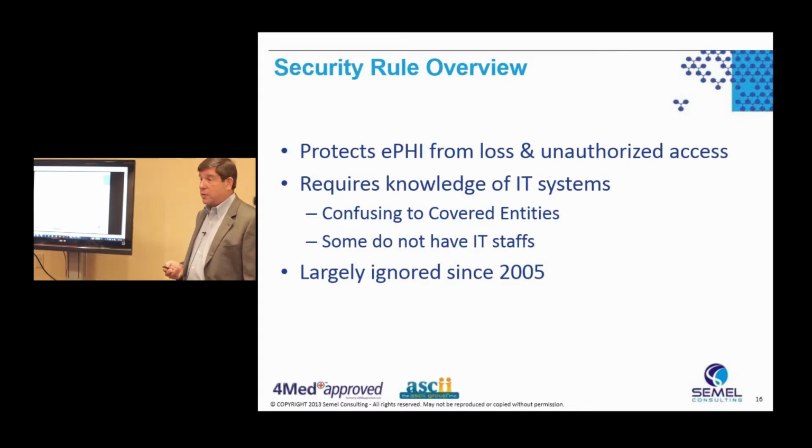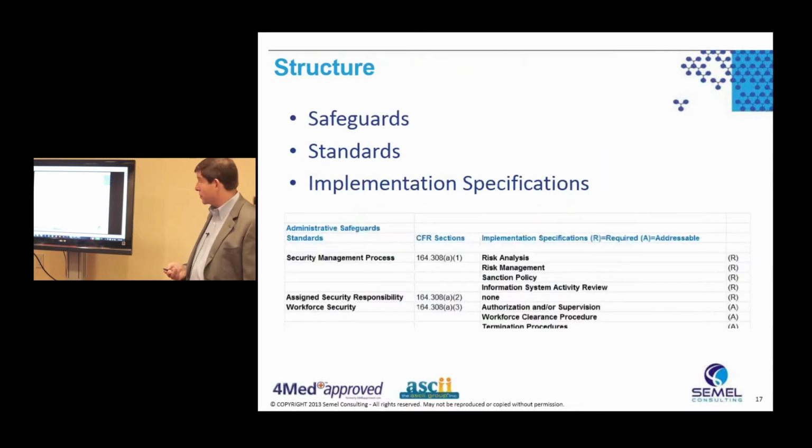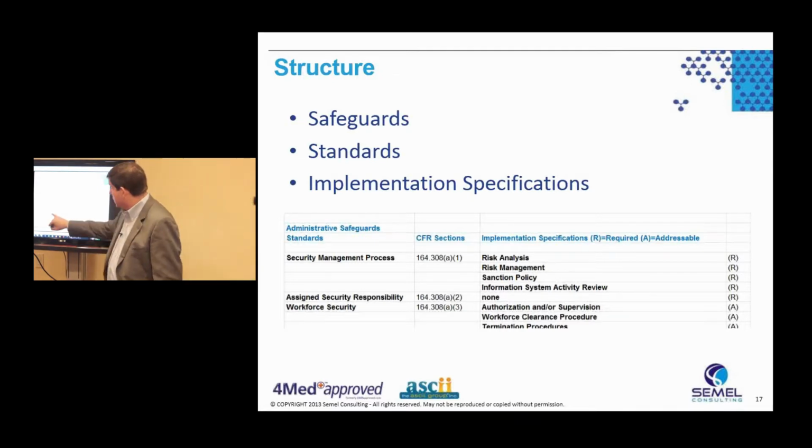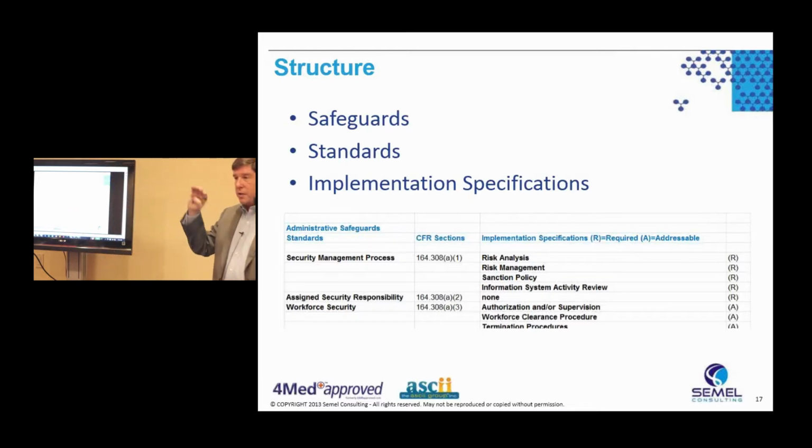So when we talk to practices now about their current level of compliance, they never did anything when the security rule kicked in 2005 to be compliant. So I said this earlier, the structure is safeguards, standards, and implementation specifications. So here's an example: administrative safeguards, and then there are physical safeguards, and there are technical safeguards. Those are the three big headings for the HIPAA security rule.